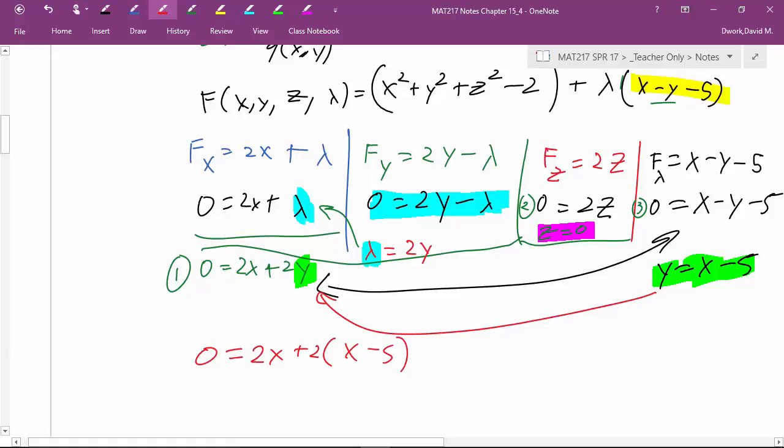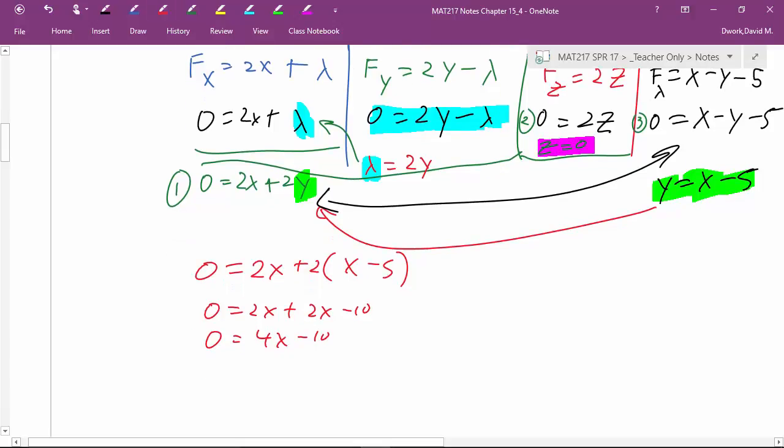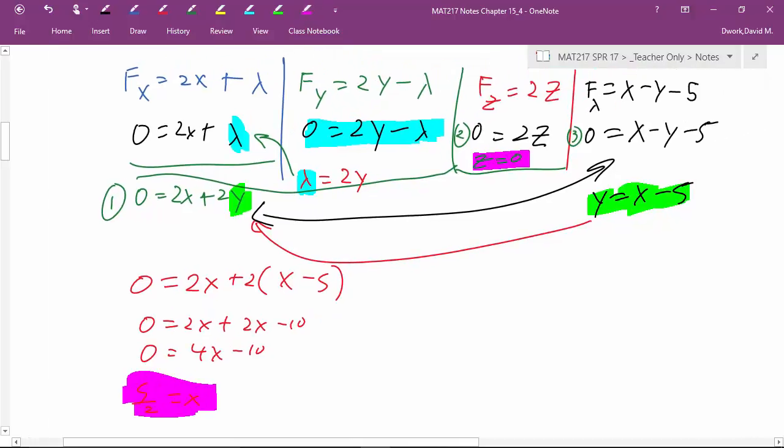All right, so now you'll notice because of that substitution, I have plus 2x minus 10. So what does that give me? 4x minus 10. So I add the 10, divide by 4. So that's going to give me 5 halves equals x. So now I'm basically done with the problem. I know everywhere I have an x, I can work backwards now.